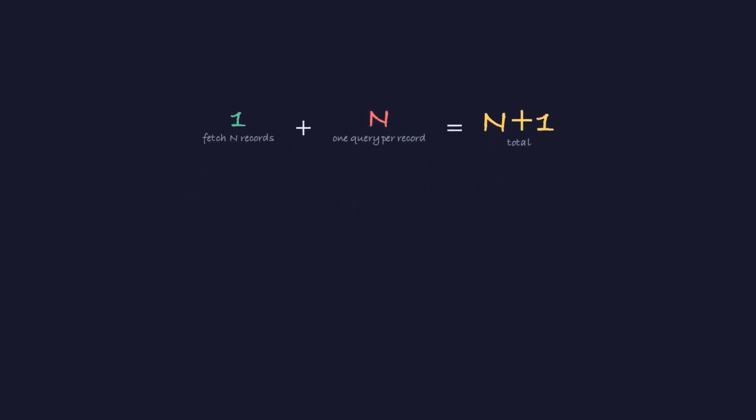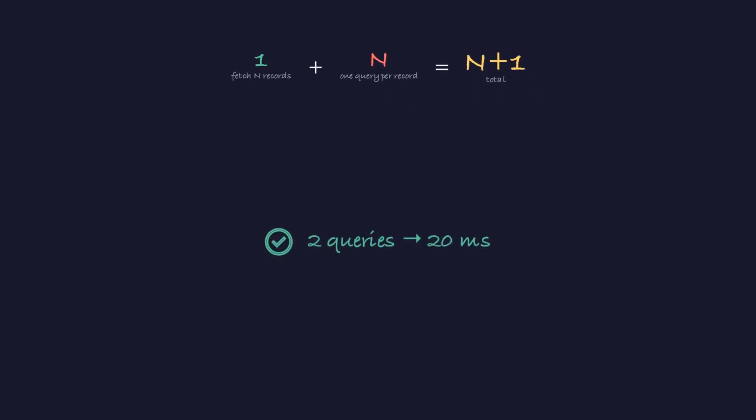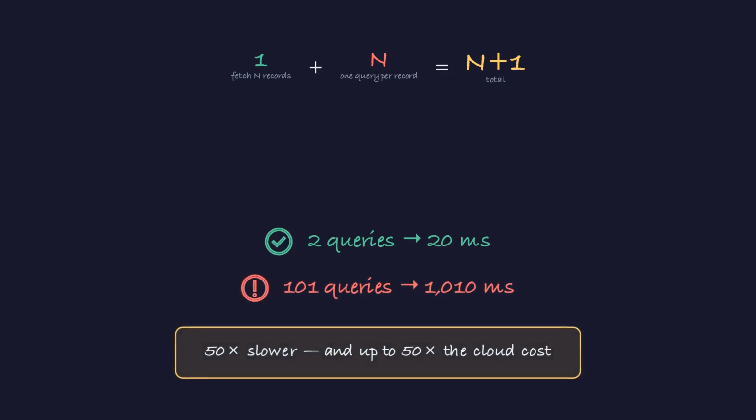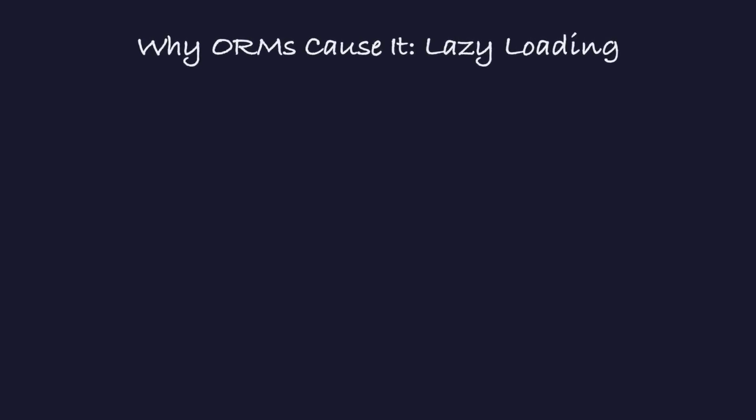And the damage is brutal. Done right, 2 queries at 10 milliseconds each is 20 milliseconds. The N+1 version on 100 records is over 1,000 milliseconds, 50 times slower, and in the cloud, up to 50 times the cost. So why do ORMs do this?